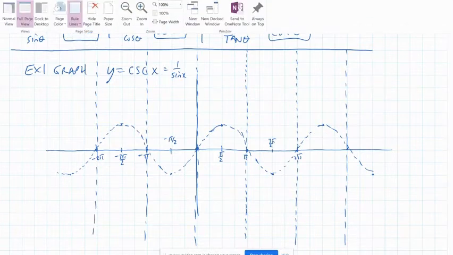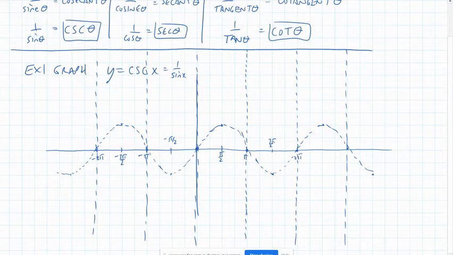Okay, and now in red, I'm going to start graphing the cosecant graph. So when sine is 1, the reciprocal of 1 is 1. So whenever sine is 1, cosecant is also going to be 1. Whenever sine is -1, cosecant is going to be the reciprocal of -1, which is also -1. So it's going to go through those points. And then as sine gets closer to 0, cosecant is going to grow toward infinity.